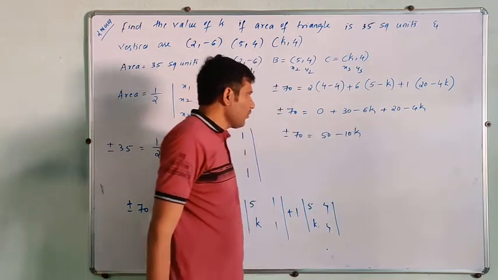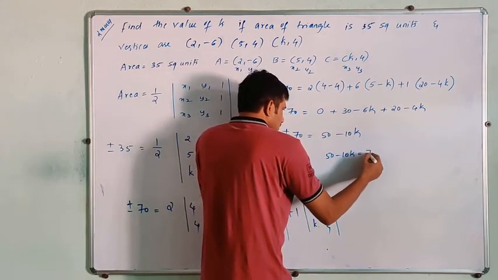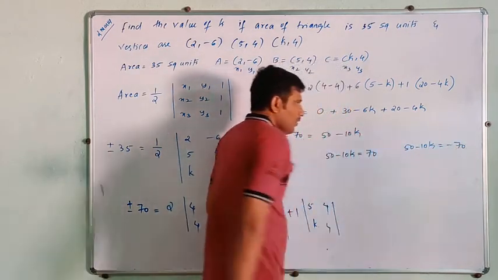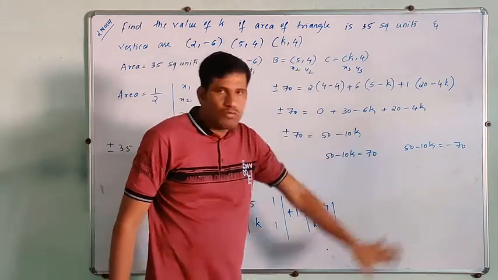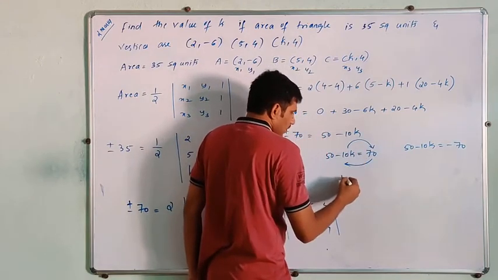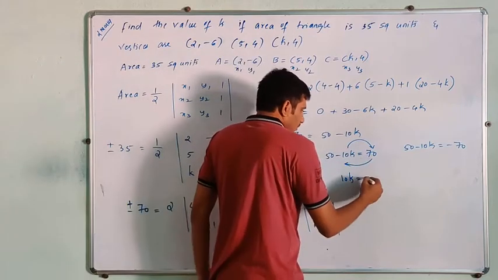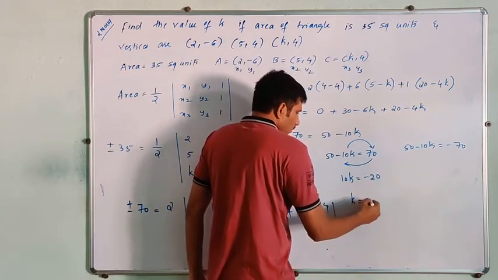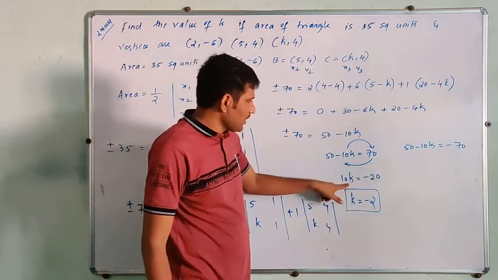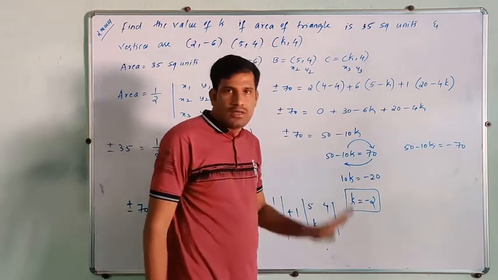Now we have to equate it first to plus 70, that is 50 minus 10k is equal to 70, and similarly 50 minus 10k is equal to minus 70. So bring this 10k here and 70 here. Minus 10k will become plus 10k. Now 50 minus 70 is minus 20. What is the value of k? Minus 20 divided by 10 is minus 2.